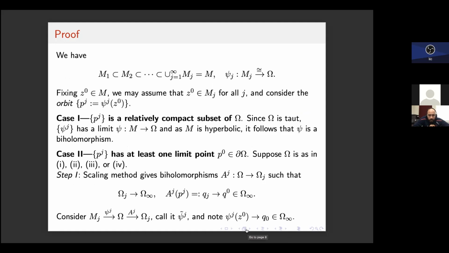PJs are the images of a fixed Z under the psi chase, right? Yes. And in case 2, you are saying this has a limit point P0. Sorry, there's a typo, yes? This should be Cz tilde. Okay, thanks. Yes, this is the Cz tilde. Thanks for pointing it out.